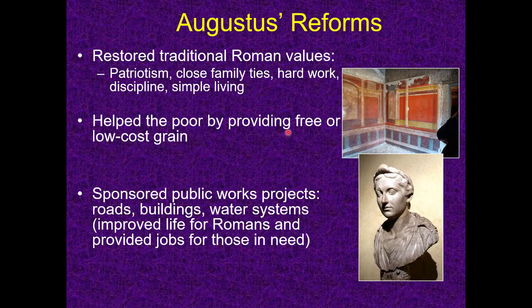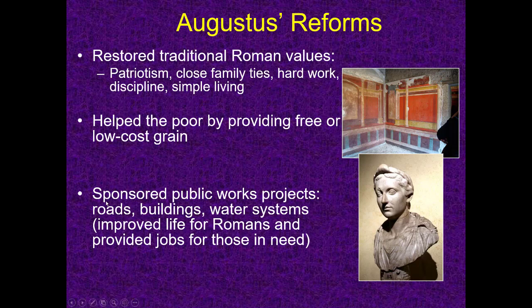Helps the poor by providing free or low-cost grain. This keeps the poor of the plebeian class very happy, meaning he's got a safety net. He creates a safety net for those that cannot afford to eat. The Senate was unable to do this. So he's able to do it by decreeing it.